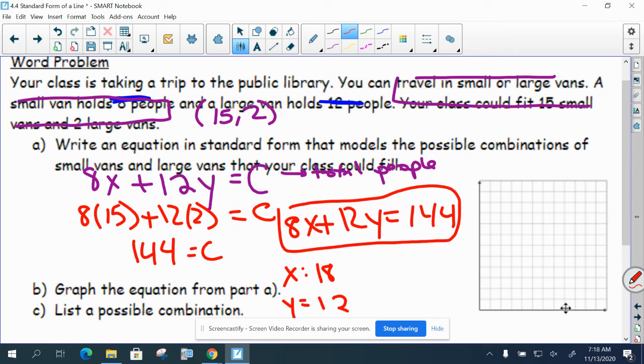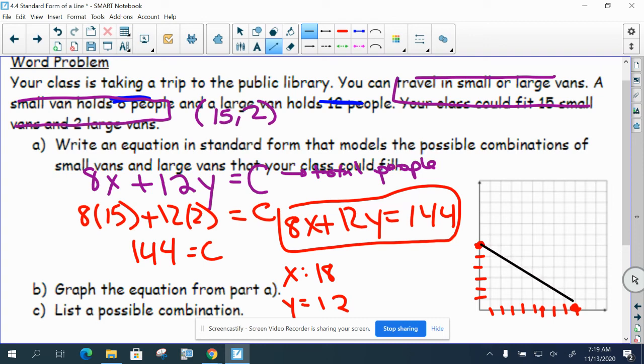So what I would do is consider setting up my graph. I wonder if it would work in 2s. So what if we did like 2, 4, 6, 8, 10, 12. Oh, well, actually, the 12 is the y. So we'll keep going, 12, 14, 16, 18. Okay, so there's your x-intercept, and then we would do 12 on the y-axis. So 2, 4, 6, 8, 10, 12. So we'll plot that intercept, and then use a segment to connect your intercepts.